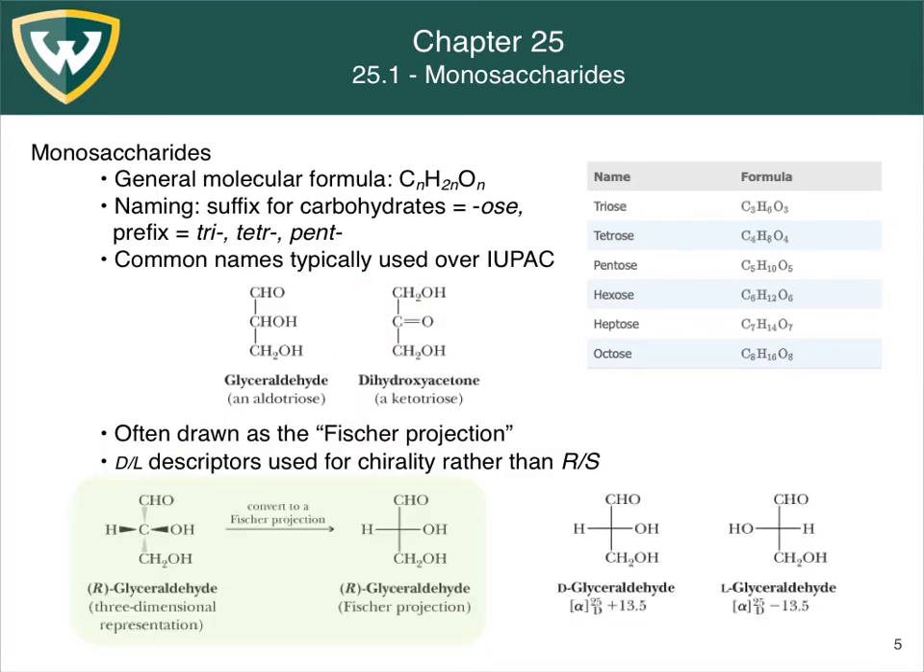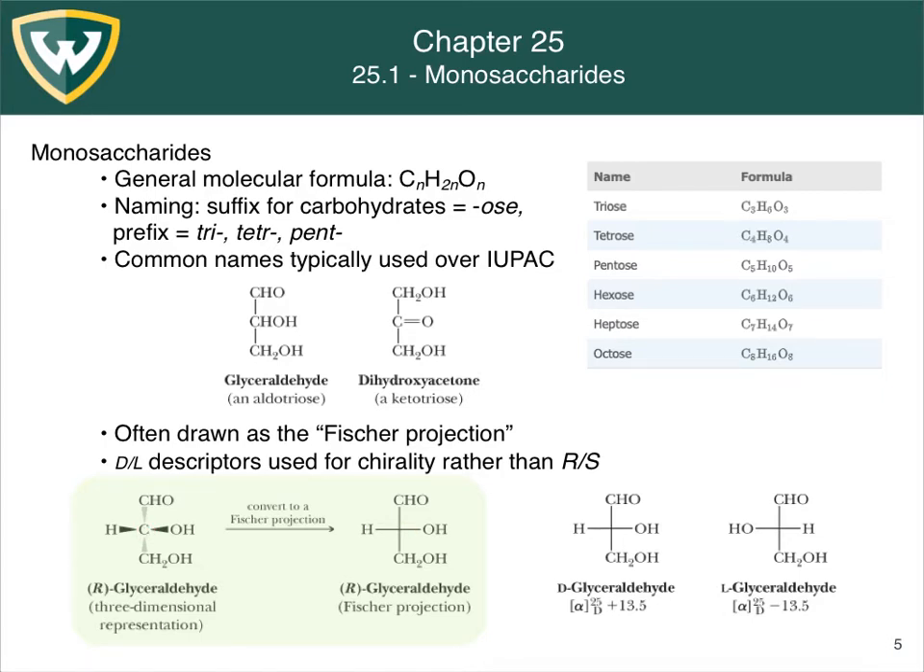Monosaccharides are often drawn as the Fischer projection, and we use D and L descriptors for chirality rather than R and S. So here below I'm showing an example with R-glyceraldehyde. Glyceraldehyde contains a chiral center and therefore exists as a pair of enantiomers. The horizontal segments of a Fischer projection represent bonds directed toward you, while the vertical segments represent bonds that are directed away from you. Only the atom in the center, the chiral carbon, is in the plane of the paper.